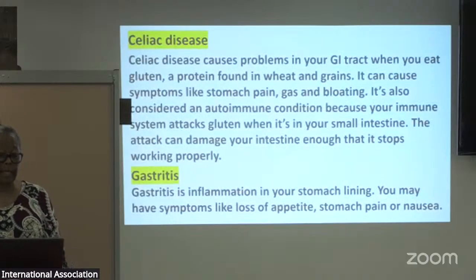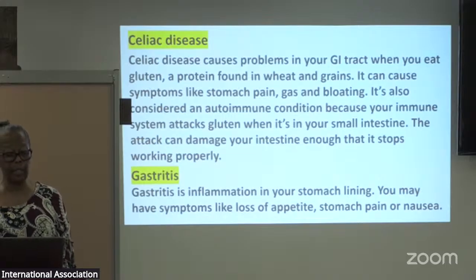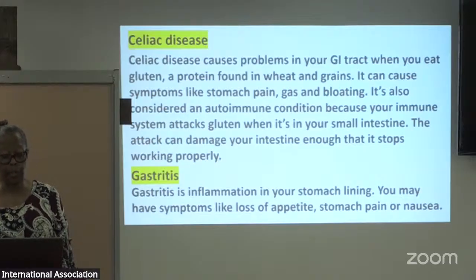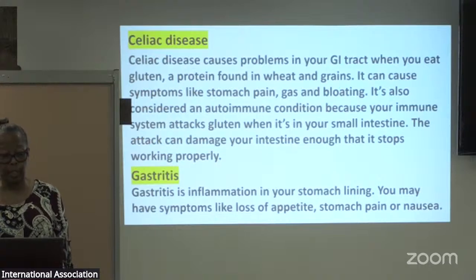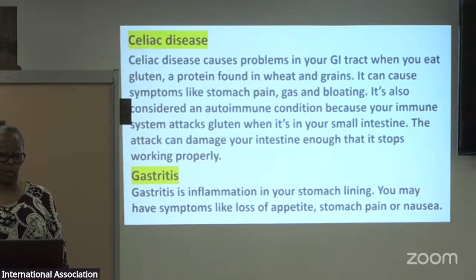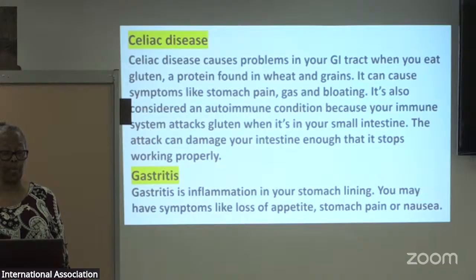Then you have celiac disease, which causes problems in your GI tract when you eat gluten, a protein found in wheat and grains. It can cause symptoms like stomach pain, gas, and bloating. It's also considered an autoimmune condition because your immune system attacks gluten when it's in your small intestine, and the attack causes enough damage to your intestines that it stops working properly.